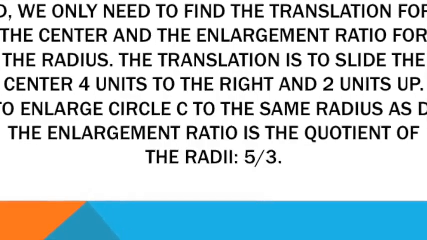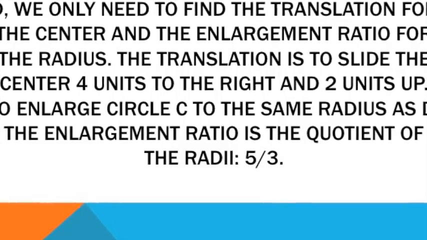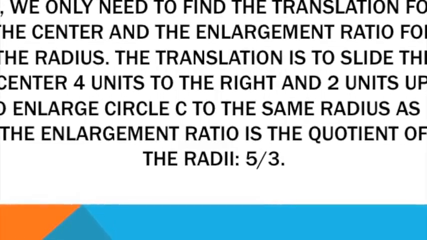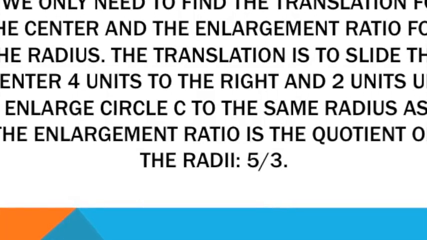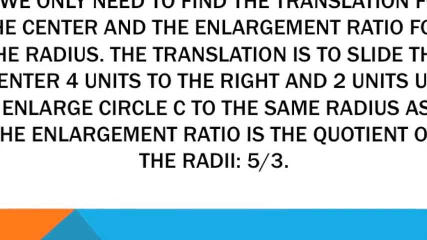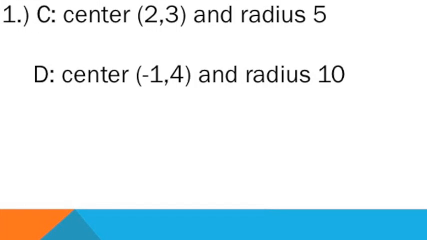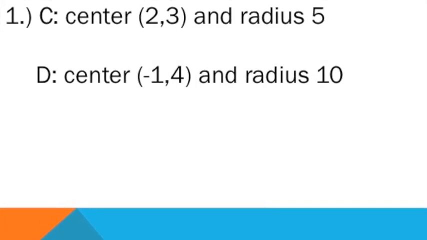The translation is to slide the center 4 units to the right and 2 units up. To enlarge circle C to the same radius as D, the enlargement ratio is the quotient of the radii, or 5 divided by 3. Now it's time to try a problem on your own.